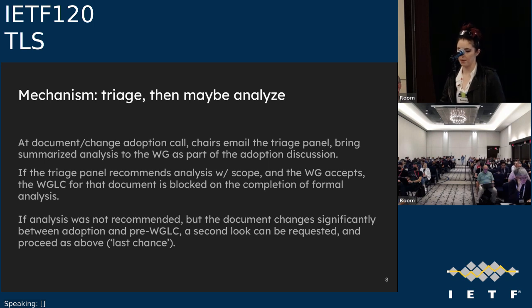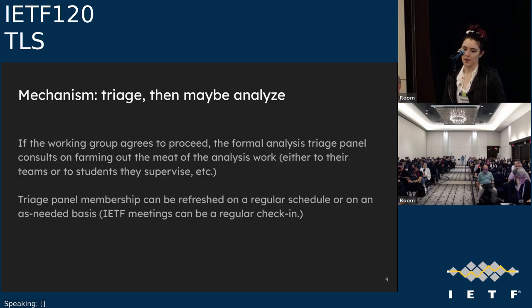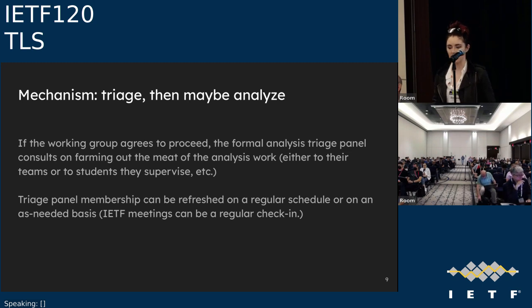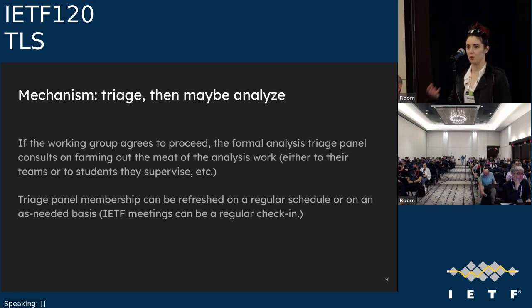Next. Just more of the same. So during all of these requests for feedback from the FAT, we literally send them an email with a link to the draft, the document, and say, what do you think? Do you think this invalidates prior analysis? Do you think this requires updated analysis? Of what kind? What security properties do you think specifically need to be analyzed or established or revisited? And then collect all of their response emails and bring them back to the TLS working group mailing list.